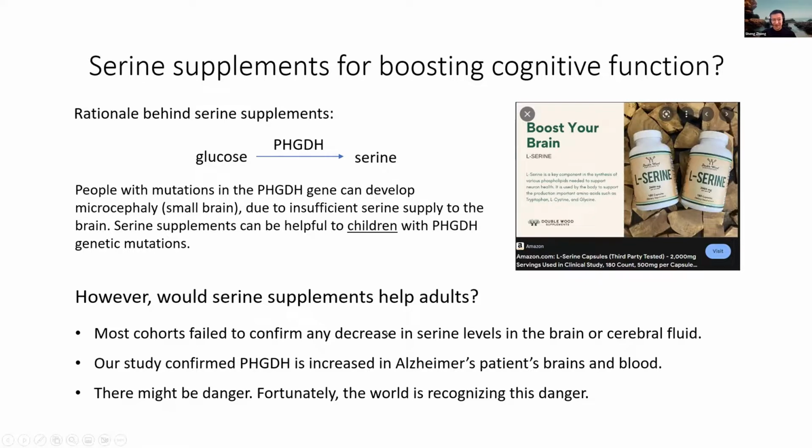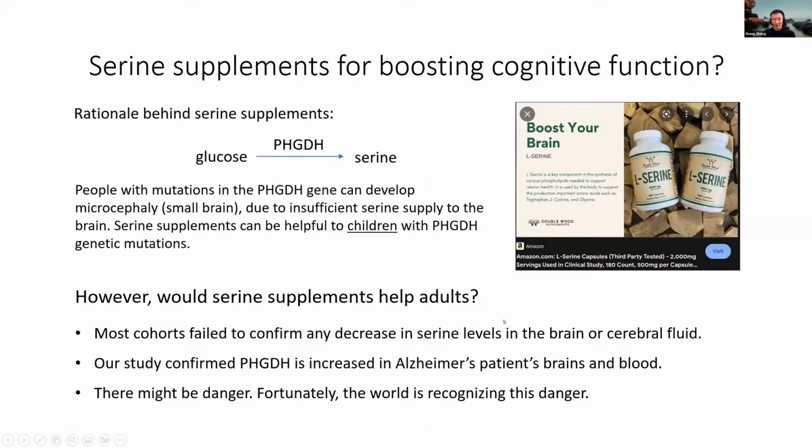Would a serine supplement help adults? It turns out that most cohorts failed to confirm any decrease in serine levels in the brain or cerebral fluid from adults. So serine levels were not decreased in AD. And our study also confirmed that PHGDH didn't decrease, but increased in AD patients' brain and blood. So therefore, this supplement may not be as helpful as it may claim.